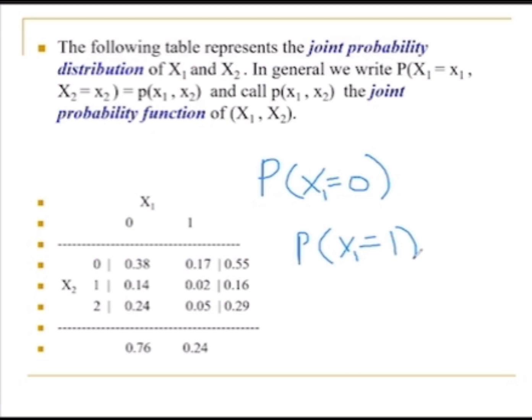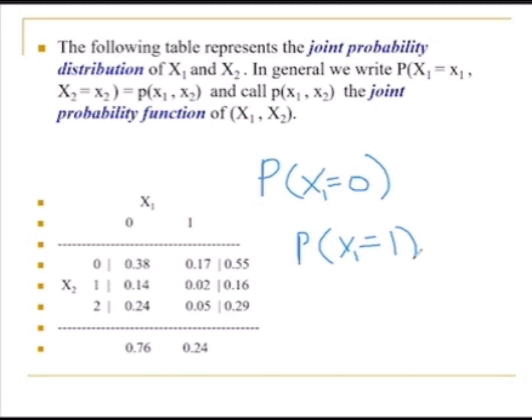Then what is the probability of X1 equal to 1? I'm going to do the same. I'm still going to sum, only that I'm summing 0.17, 0.02 and 0.05, and that will give 0.24. Of course, this and this must add up to 1, because that is the state space for X1.